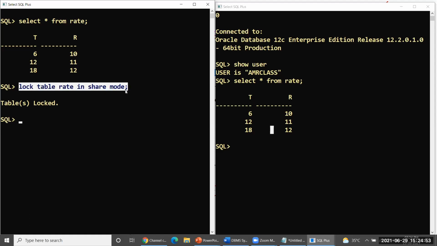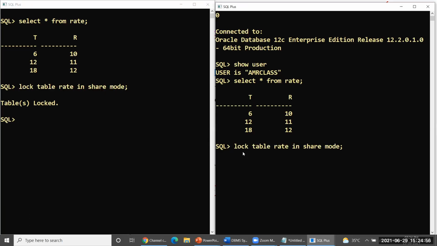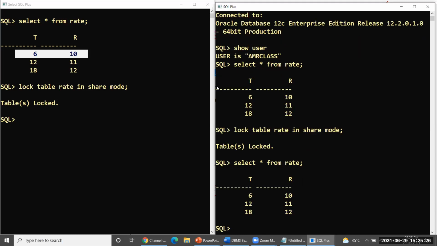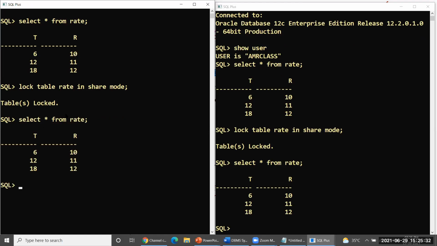Now the same command can be operated here also. Look at this, the share, because both are the same kind of user, AMR class here and AMR class here also. So let me operate the same command here. The table has been locked in share mode, so both of you can operate. Only one of the DML operations, selection, can be done. Let me operate select everything from rate. Yes, you can. Here also select everything from rate. Yes, it can. There is no problem at all.